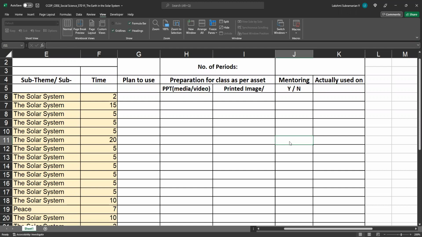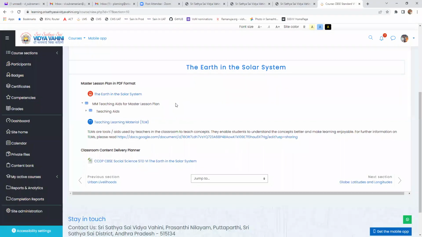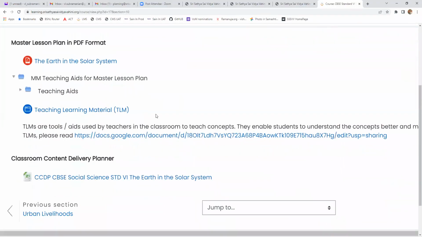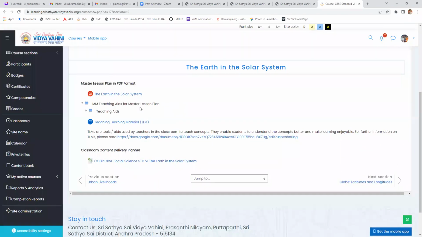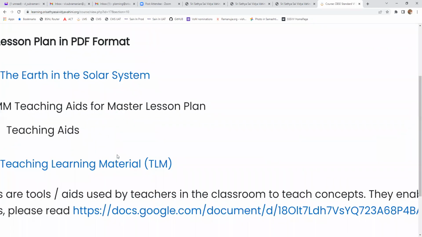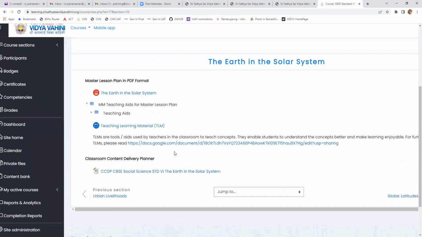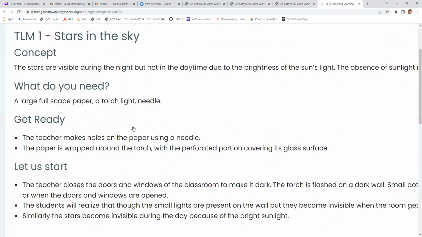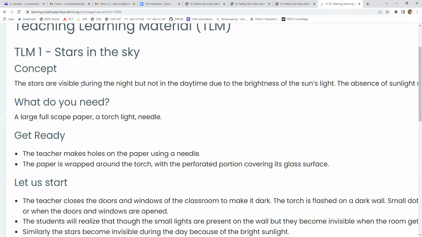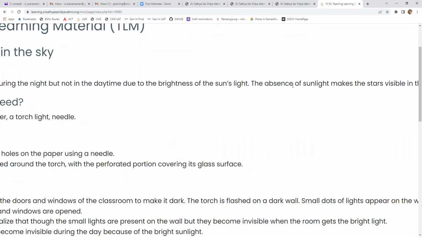If you notice, we have started adding TLMs. You can see not for all the chapters. We are slowly adding it. So you can see teaching learning material, right? It also explains what is teaching learning material, what kind of questions you will have. And then specifically for this particular chapter, Earth and the Solar System, we are explaining, okay, the first is a concept. The stars are visible during the night, but not in the daytime due to the brightness of the sun's light, right?